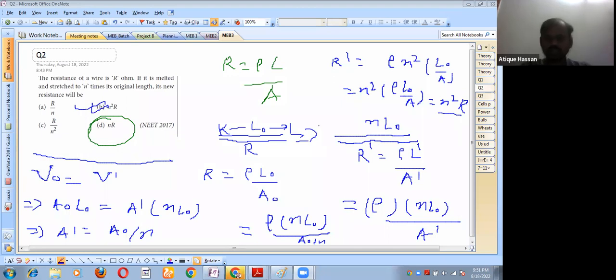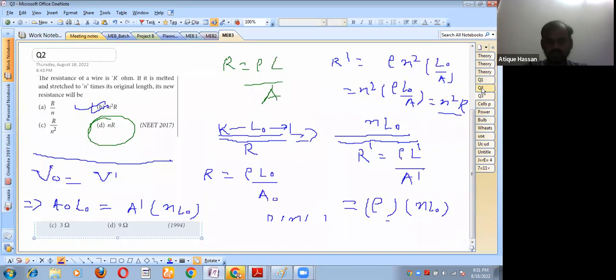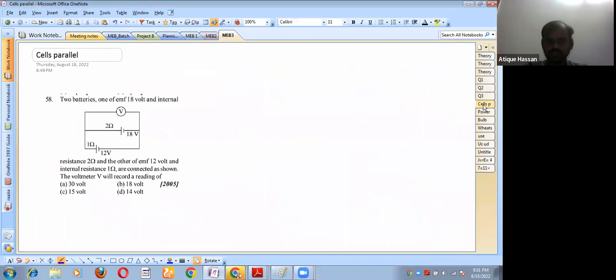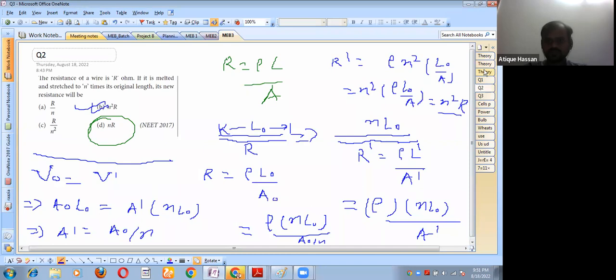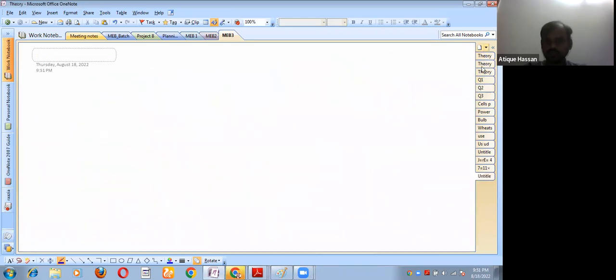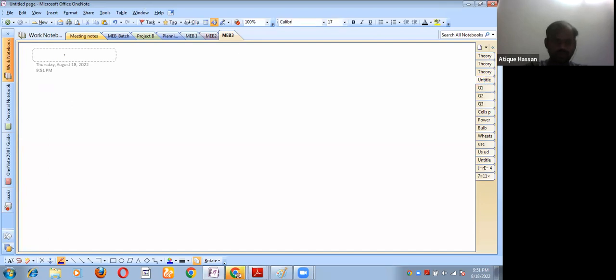So this is the basic question based on the concept of resistance. Now we will do combination of resistance, then we will do questions. So let's start combination of resistance.